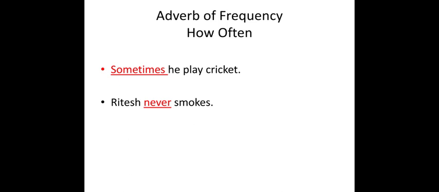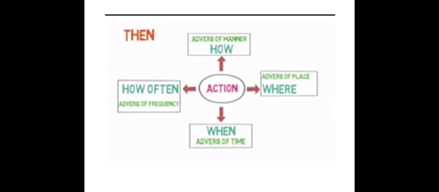So students, I hope you are clear with these 4 types of adverbs, describing how the action took place, where the action took place, when the action took place, and how often the action took place. What you need to remember is how the adverb modifies a verb. There are 4 ways: adverb of manner, telling us how, adverb of place, telling us where, adverb of time, telling us when, and adverb of frequency, telling us how often.